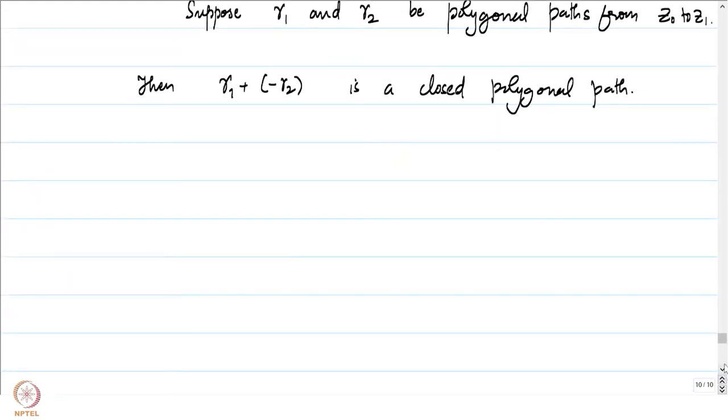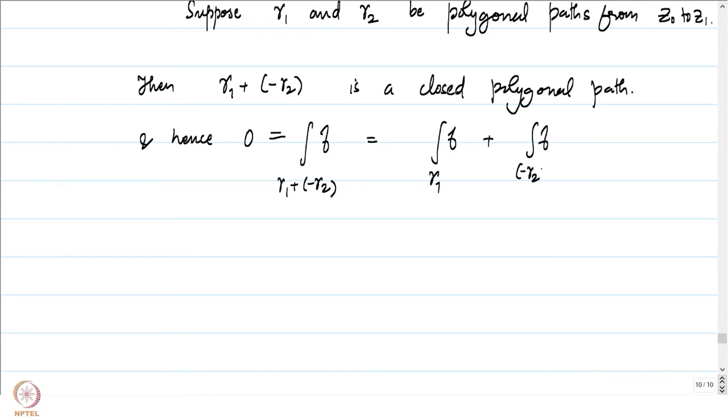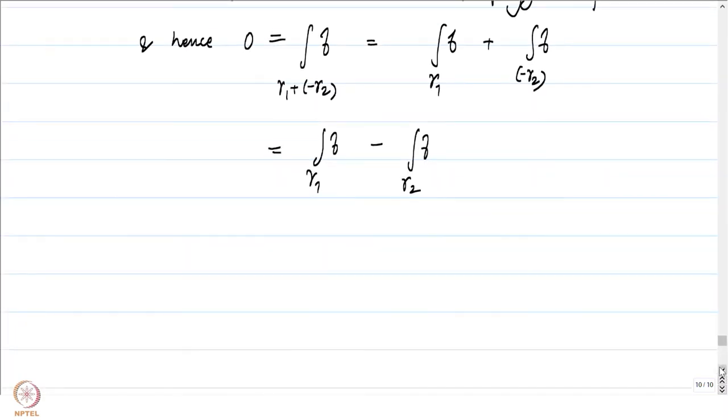Now, by invoking the hypothesis of our theorem, we get that the integral of f over gamma 1 plus minus gamma 2 is equal to 0, because it's a closed polygonal path. But now we will use the properties of the integral of functions over rectifiable curves. We can say that this is equal to the integral of f over gamma 1 plus the integral of f over minus gamma 2. We further use the property that the integral of f over the reversal of a path is the negative of the integral of f over gamma 2. And hence the integral of f over gamma 1 is equal to the integral of f over gamma 2, because this is equal to 0.